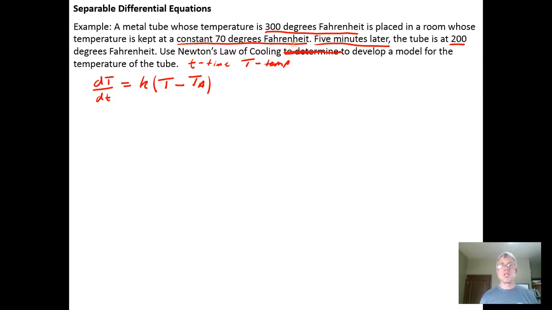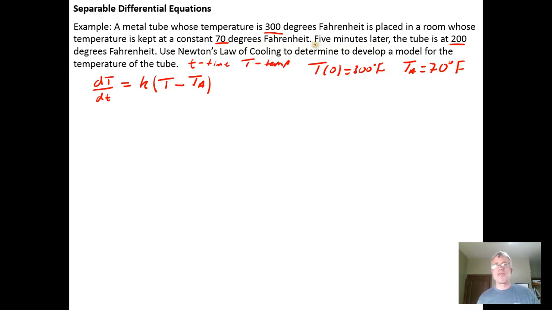In this case, we're given some information about the object that's cooling down. We have a metal tube. It's 300 degrees Fahrenheit and it's placed into a room. The moment it's placed into a room, it's going to start cooling and try to approach the temperature of the room over time. So the temperature at time equals 0 is 300 degrees Fahrenheit. The room has a constant temperature of 70 degrees, so the ambient temperature in which the tube is residing is 70 degrees Fahrenheit.